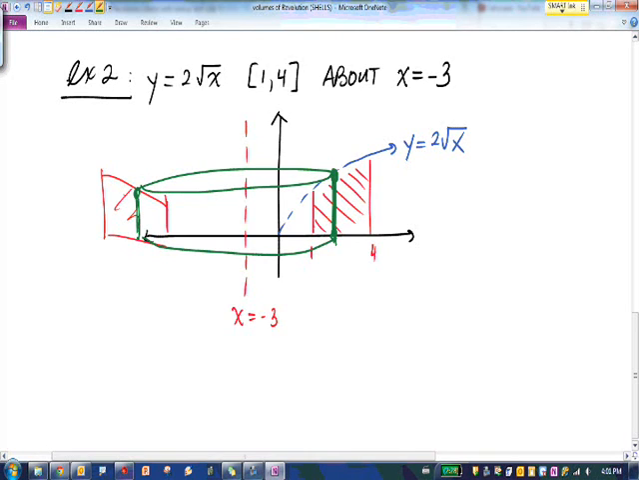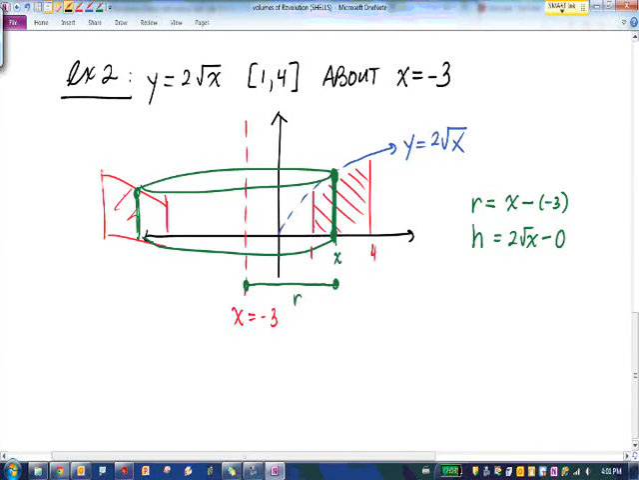So again, we need to find r. So r is always from the axis to our random spot. Now remember, our random spot was x. Okay, so r here, if you do right minus left, should be x minus negative 3. Our h is this line, which is top minus bottom. So on top, it's going to be 2 rad x. On the bottom, it's minus 0.